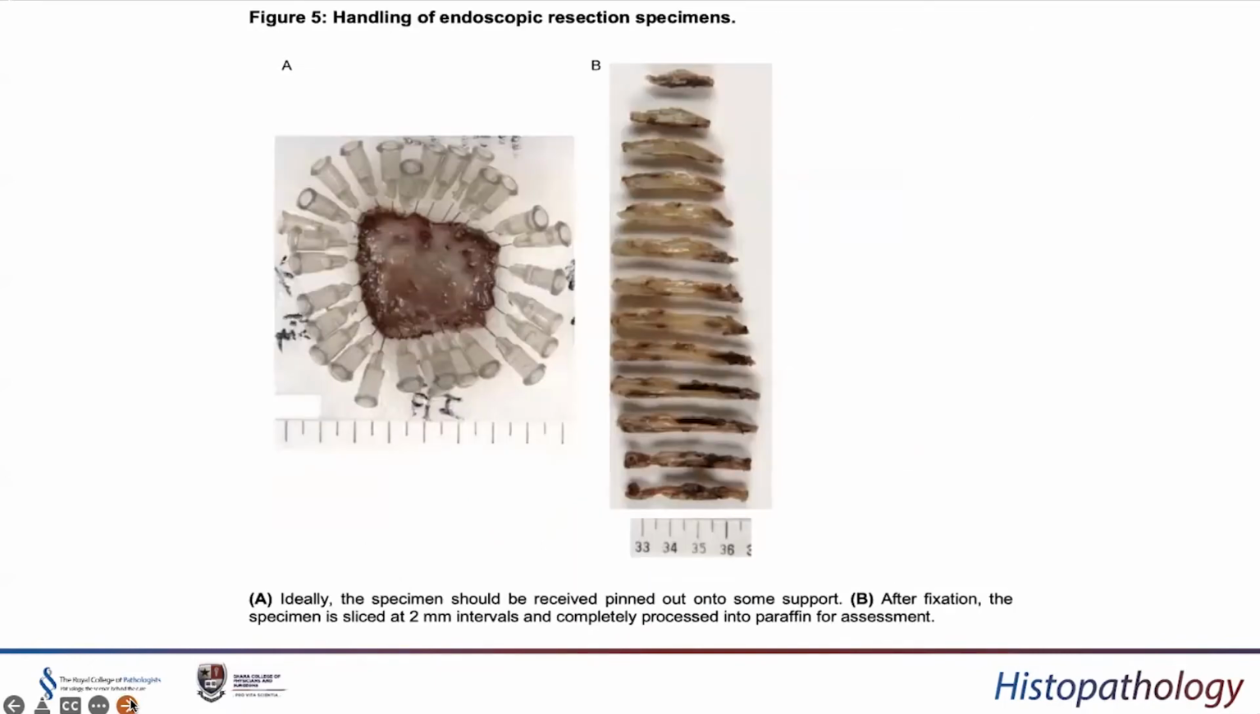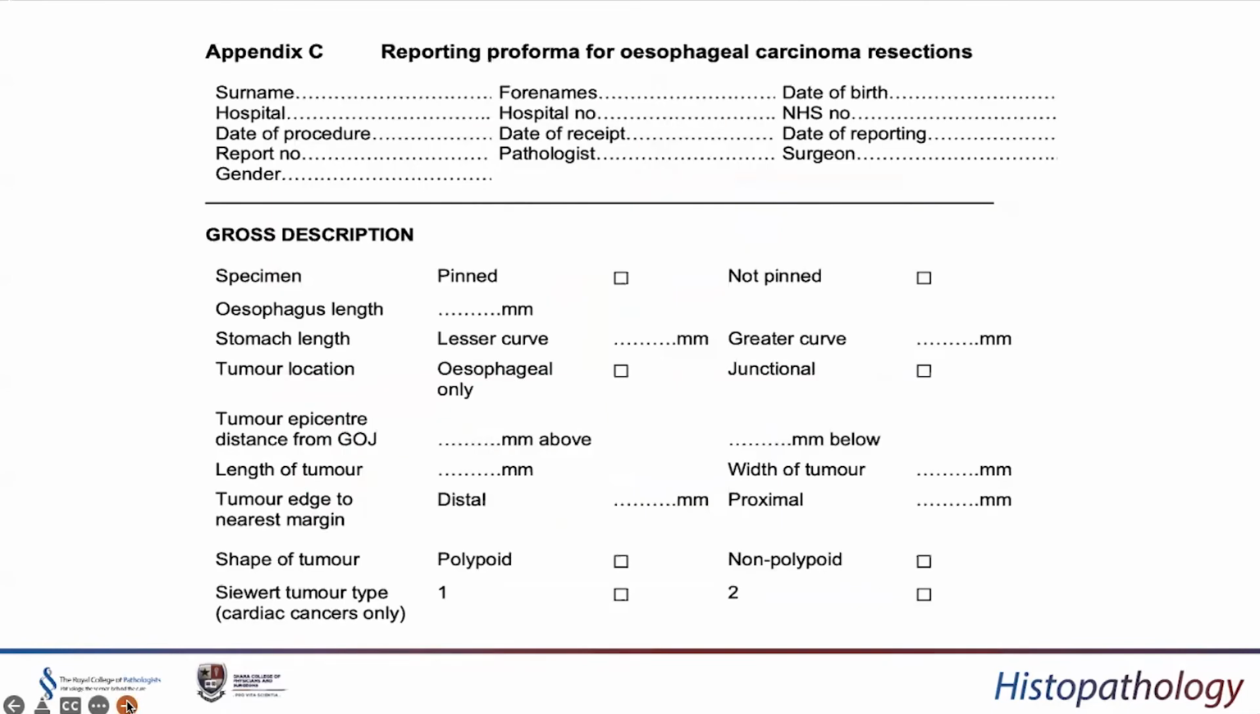This is an endoscopic mucosal resection and how that might be pinned out and then bread sliced at 2 mm intervals. And so these are just examples of how you might handle these types of specimens. Obviously not all might be applicable to where you're working, so you use whatever is useful to you. And this is an example of how a reporting pro forma might look.